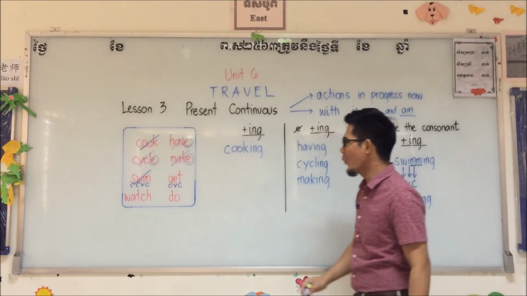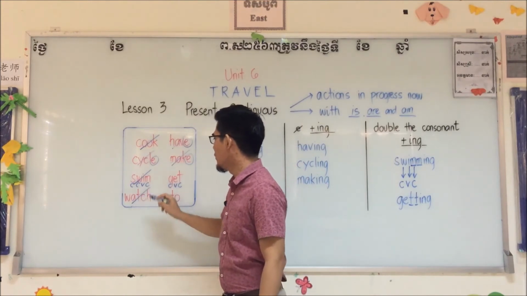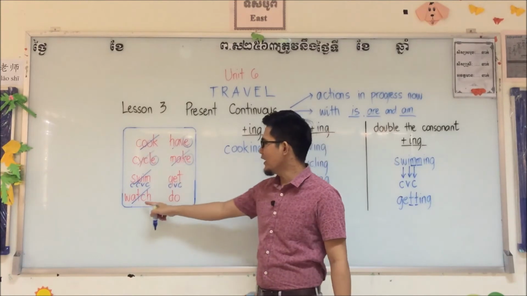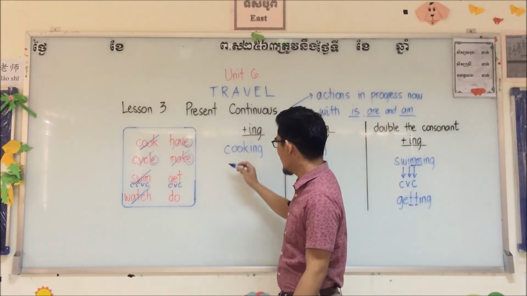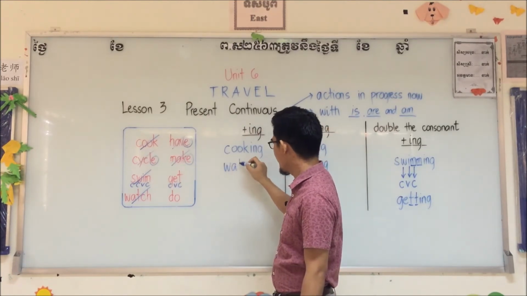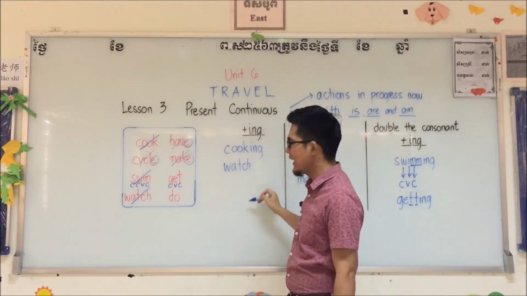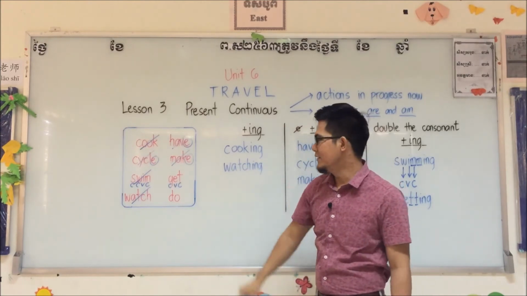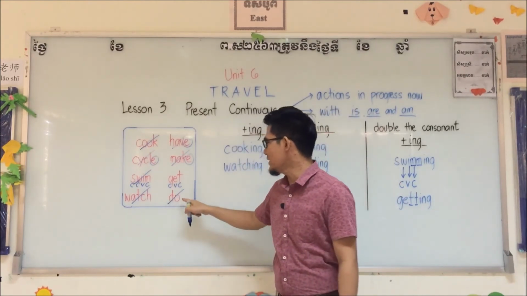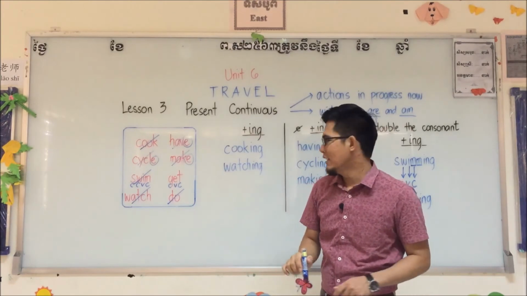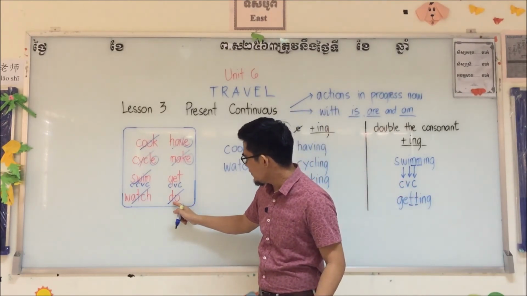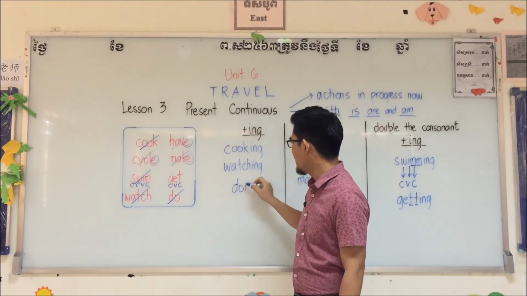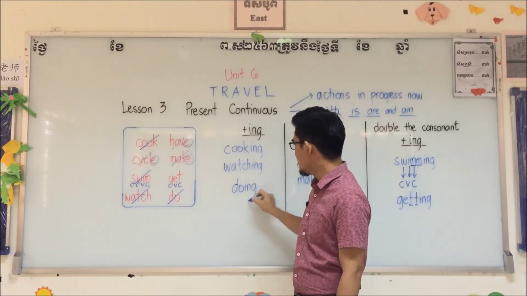Last two. Watch. Ends with letter E? No. Consonant, vowel, consonant? No. Therefore, we just copy the word and then add ing. Last, do. Does it end with letter E? No. Does it end with consonant, vowel, consonant? No. Therefore, just copy the word and add ing.